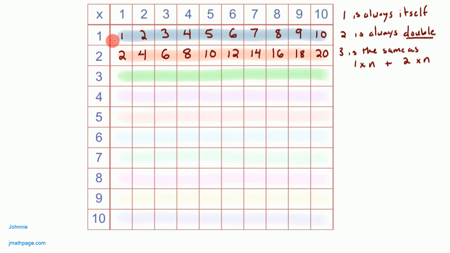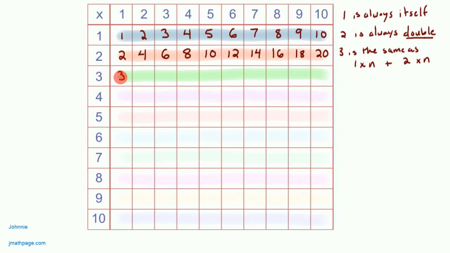We know that 1 times 1 was 1, and we know that 2 times 1 was 2. Well, 3 times 1 will be the same as 1 times 1 plus 2 times 1. Does that make sense? Because 3 is the same as 2 plus 1. So if we go 3 times 1, we can say that it's going to be 1 plus 2 is 3. 3 times 1 is the same as 3. It'll make more sense with the next ones.